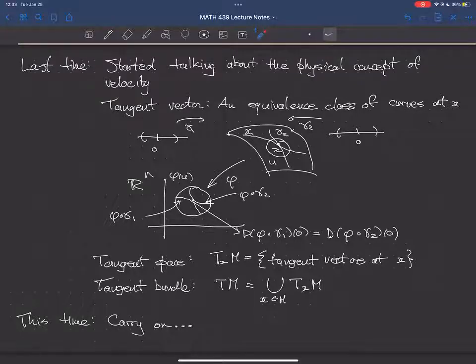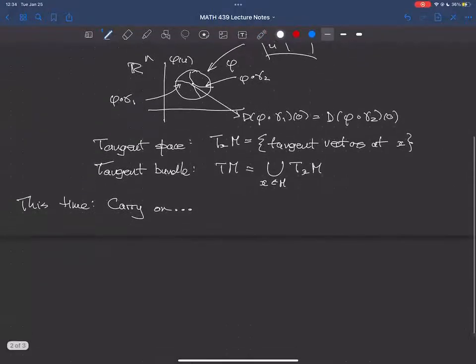Once we had tangent vectors, we could talk about the tangent space at x. The tangent space is defined at a given point, and it's simply the collection of all tangent vectors. Then the tangent bundle is the union of all the tangent spaces. We're going to talk about this at some length over a period of lectures, so let's just get to it.